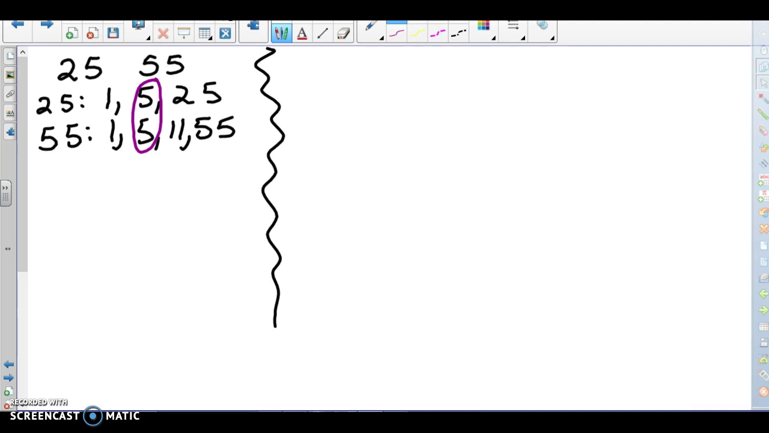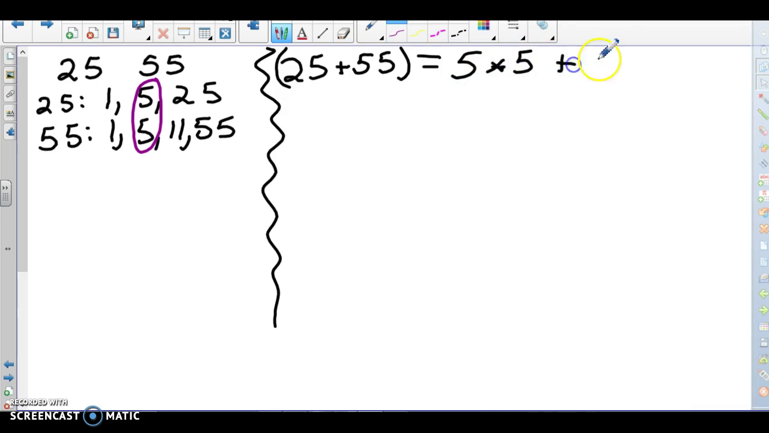So how does that help us with distributive property? Well, when you look at 25 and 55, in your homework you'll notice that we want to add them. So 25 plus 55, we put in parentheses, and we're going to rewrite it using distributive property. Well, you know that the greatest factor they share is 5. So let's rewrite them as 5 times 5 and 5 times 55.